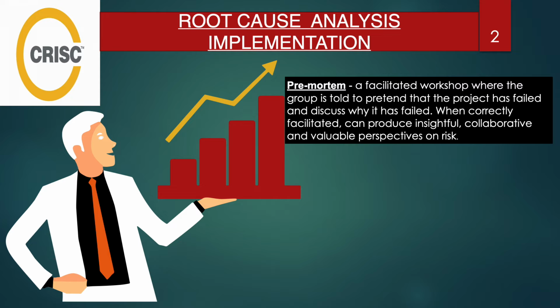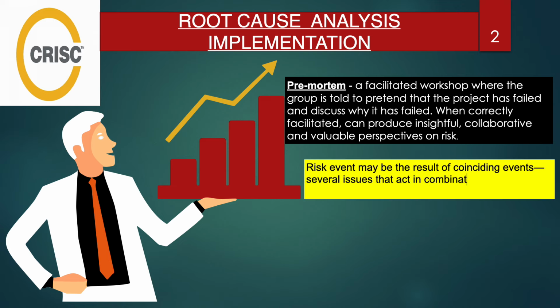So friends, as we know, one way to do this analysis is by doing something called a pre-mortem, right? What is a pre-mortem? Friends, a pre-mortem is one method of doing root cause analysis, right? It is a guided workshop in which the group is advised to pretend that the project has failed and analyzes why it has failed. So when properly supported, the simple but critical cognitive impact of answering the question in this manner, rather than asking why it could fail, can result in intelligent, collaborative, and important perspectives on the risk.